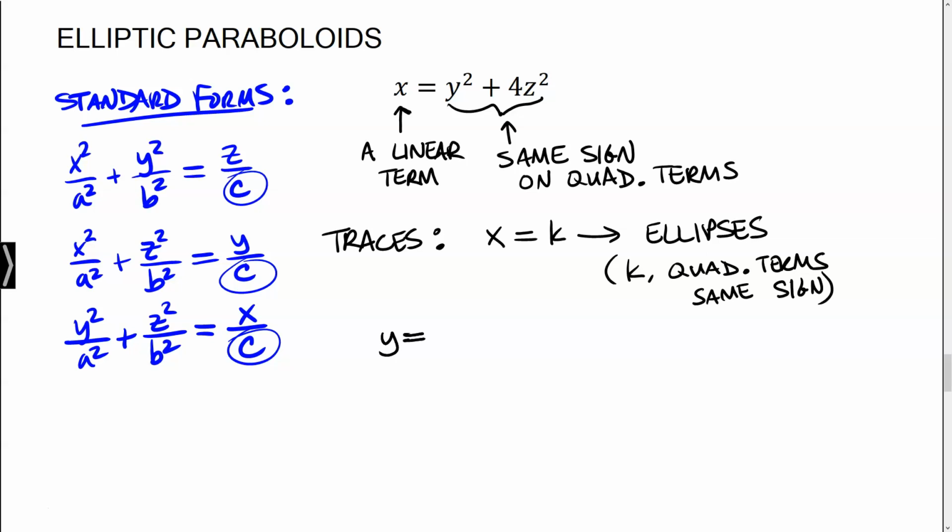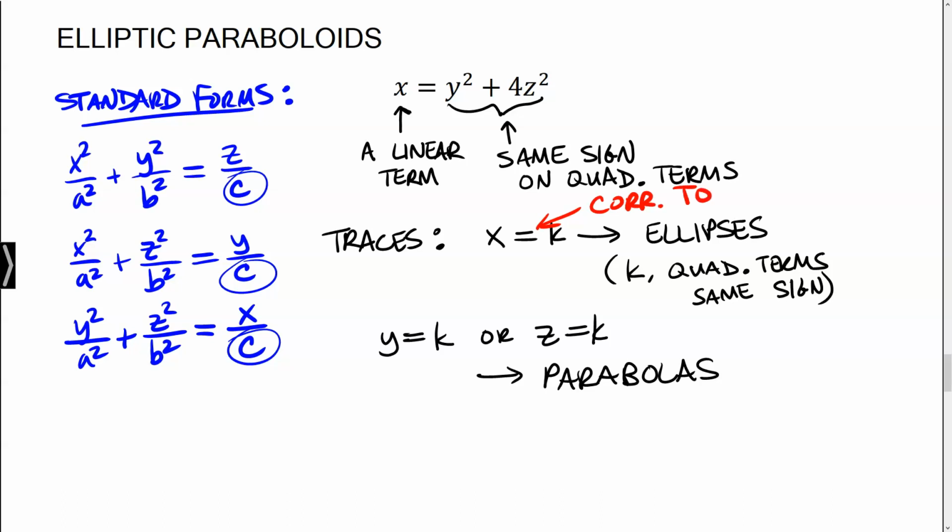What about the other two types of trace? If y is equal to a constant, or z is equal to a constant in this case. What you should see here is if one of those terms on the right is a constant, then we just get x as a quadratic function of y or a quadratic function of z. That's just a parabola, right? It's just like y equals x squared or x equals y squared. So here we get parabolas. And again, it's not always x. It's always the variable that corresponds to the linear term.